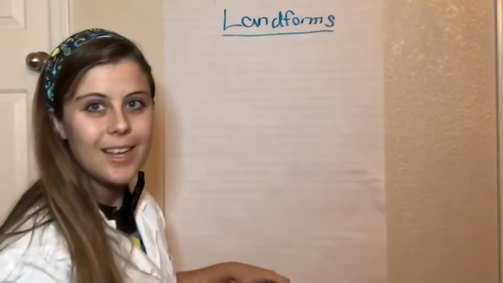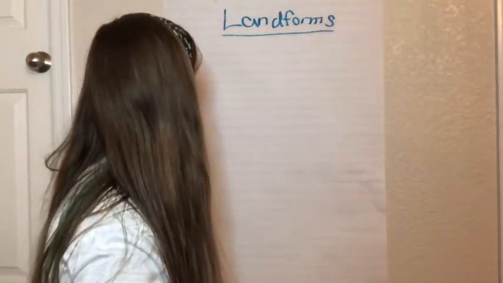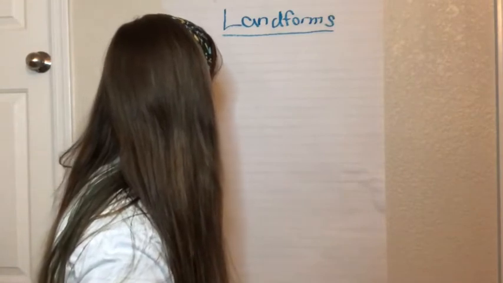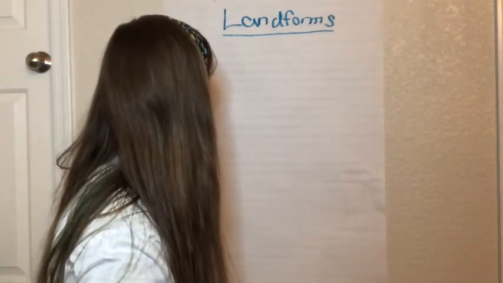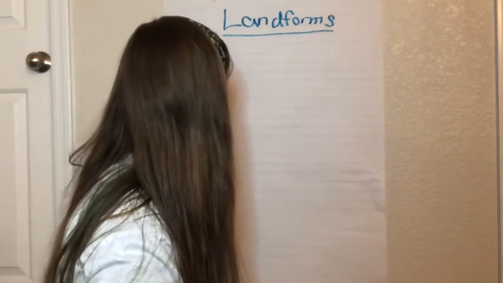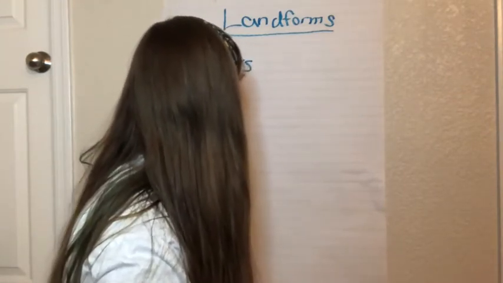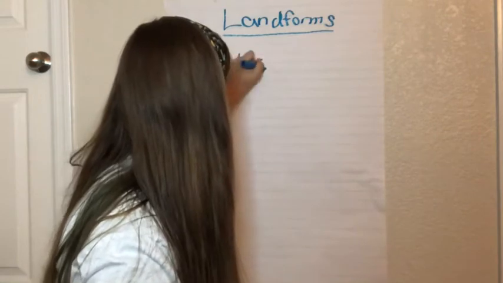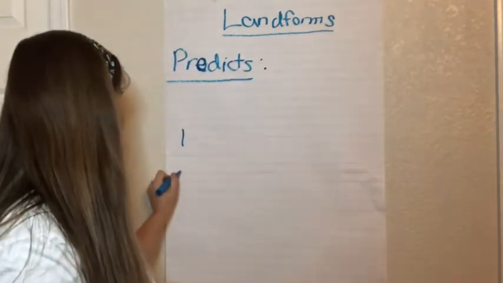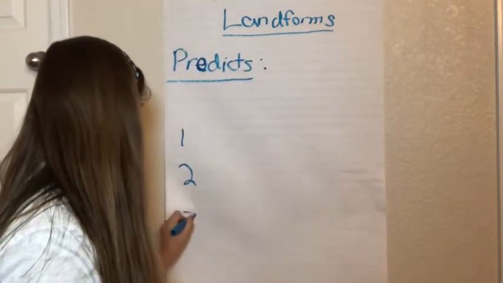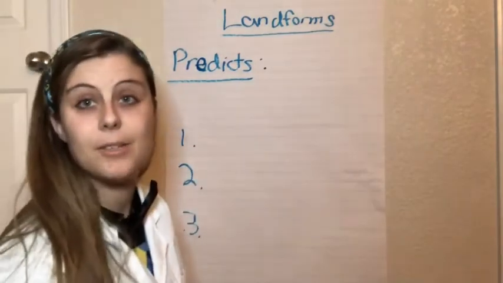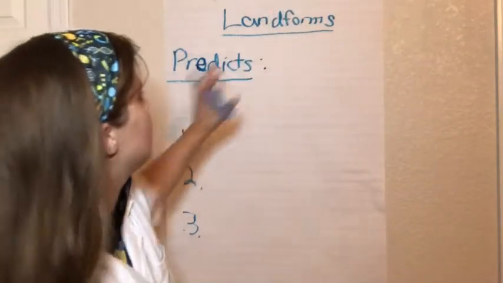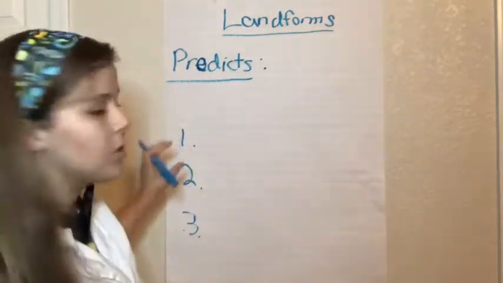Landforms, good. Okay, then procedures. Then predictions. Even scientists make mistakes. Then I want you to write 1, 2, 3. Boom. All right, remember your lab manual needs to look just like mine. So it says landforms at the top, predicts, 1, 2, 3.